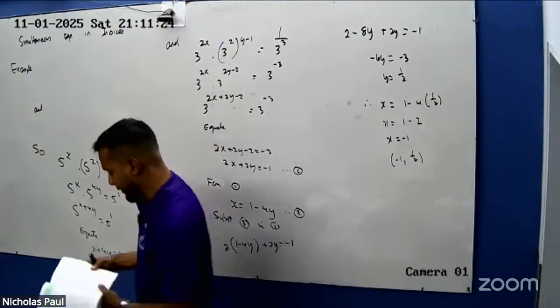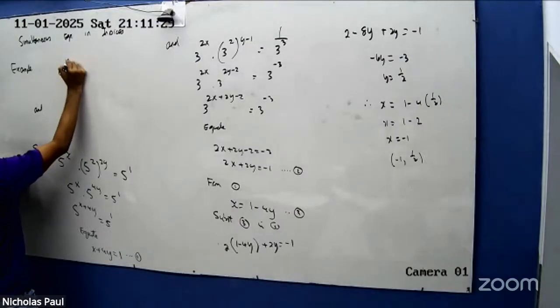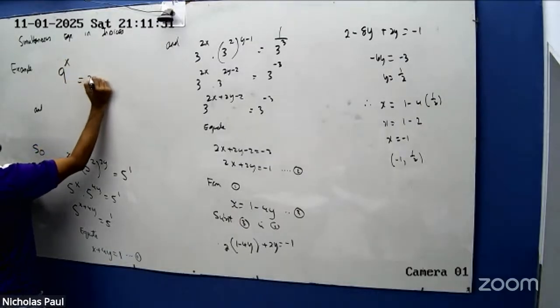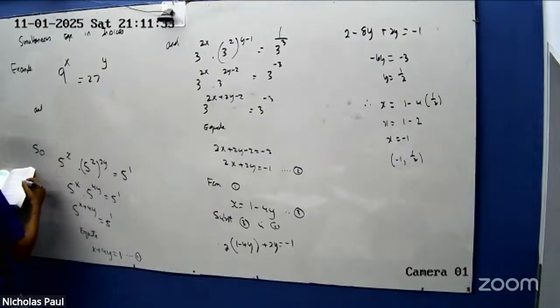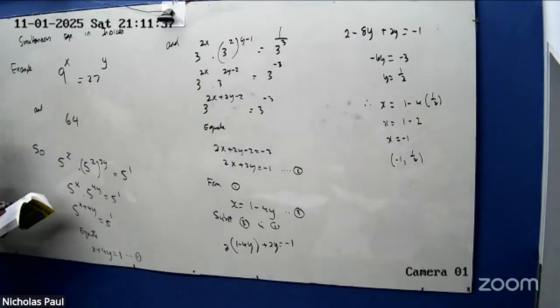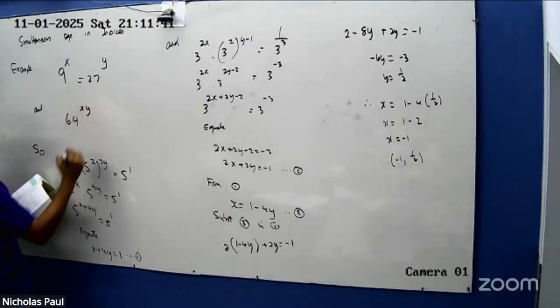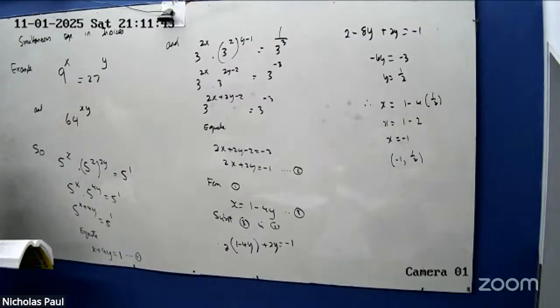Right, the value is not too nice, but the first one is 9 to the power of x is 27y. The next is 64. Take your time, it's the same thing, right? You will have to use the substitution here. Can't use elimination.